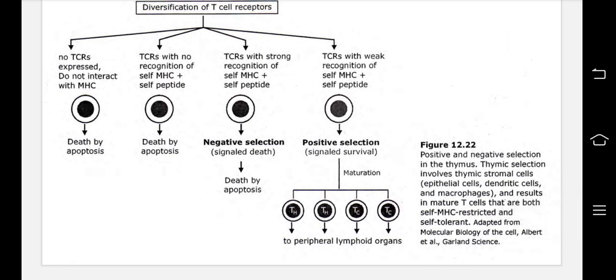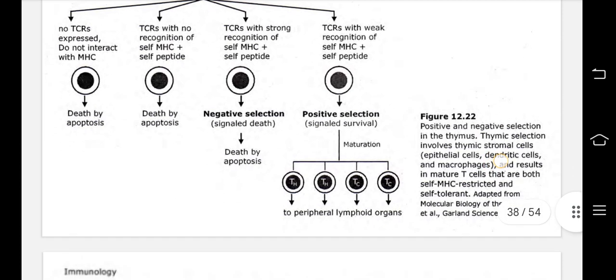Positive and negative selection in the thymus. Thymic selection involves thymic stromal cells, epithelial cells, dendritic cells, and macrophages, and results in mature T cells that are both self-MHC restricted and self-tolerant. Adapted from molecular biology, this picture.